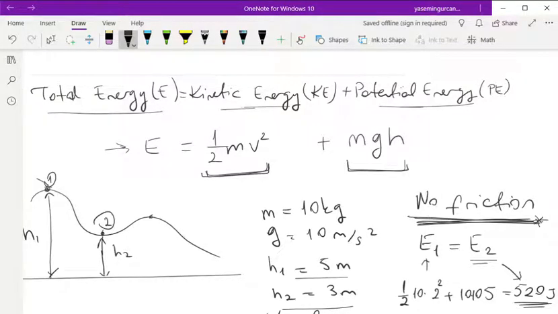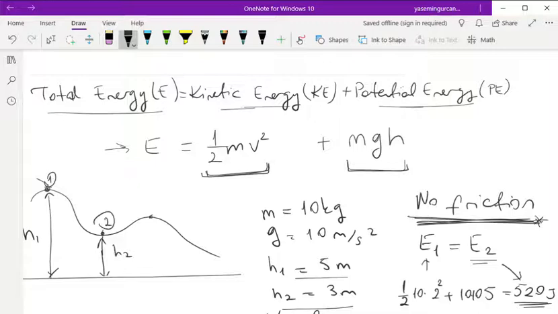Hi everyone. So let's talk about energy. We have different kinds of energies. For the mechanical energies, we have kinetic energy and potential energy. And potential energy can be gravitational or elastic. In the lab, we will be using gravitational potential energy, so I'm going to be limiting this explanation to gravitational potential energy.